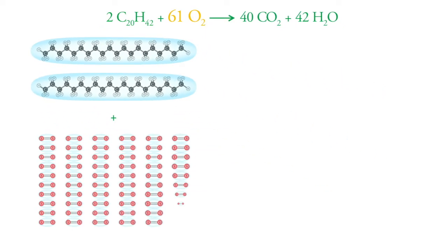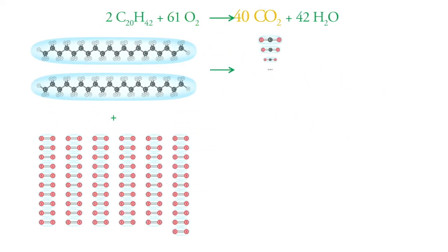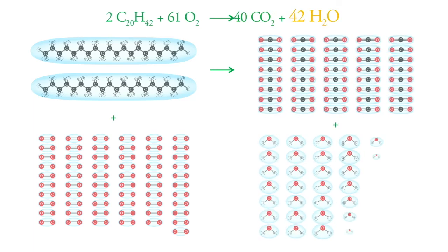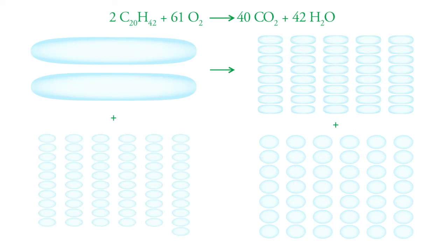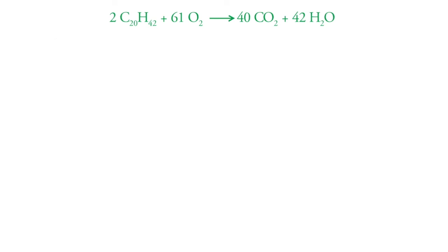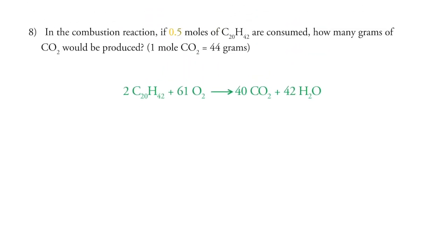So we know that 1 mole is 44 grams, and we know that with a half a mole of paraffin, we just produced 10 moles of CO2. So if 1 mole is 44 grams, we can multiply that by 10, and we get 440 grams of CO2. That's our answer.